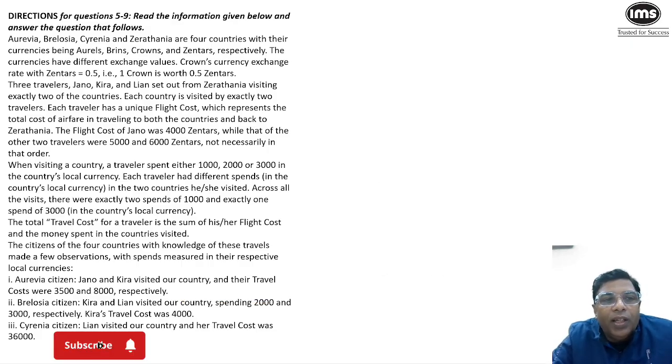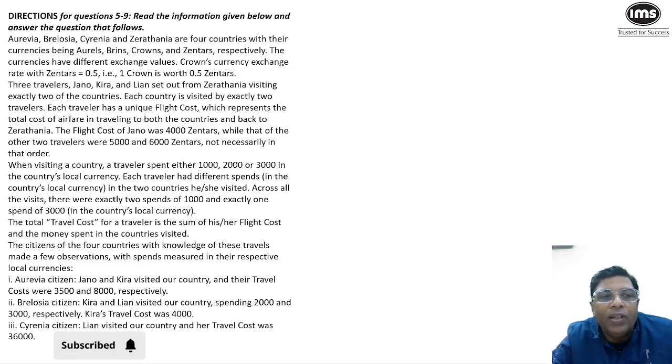Arovia, Brilozia, Sirena and Zerathania. I'll read them by initial letter: A, B, C, and Z are four countries with the currencies being Orals, Brins, Crowns, and Gentas. So again A, B, C, Z. Their currencies are different, and the currencies have different exchange values. Like Crown's currency exchange rate with Gentas is 0.5. So you can say 1 C is equal to 0.5 Z.